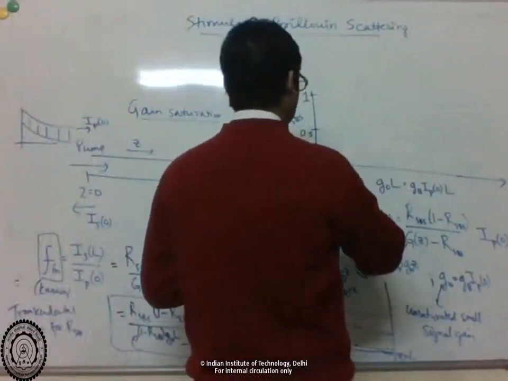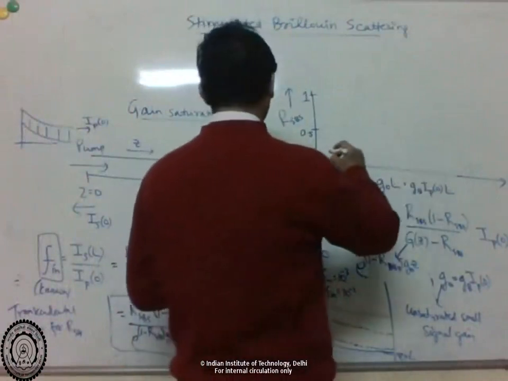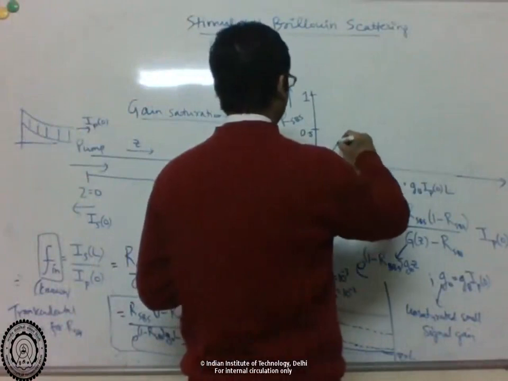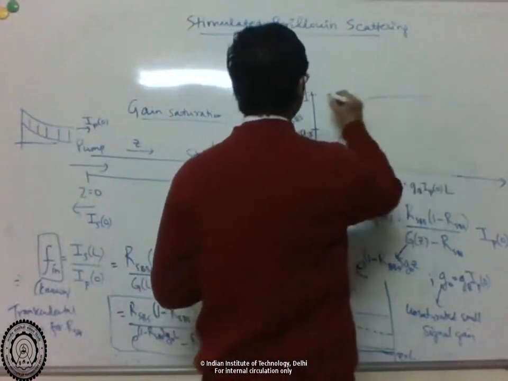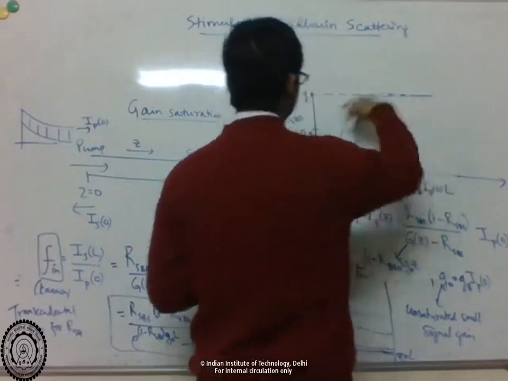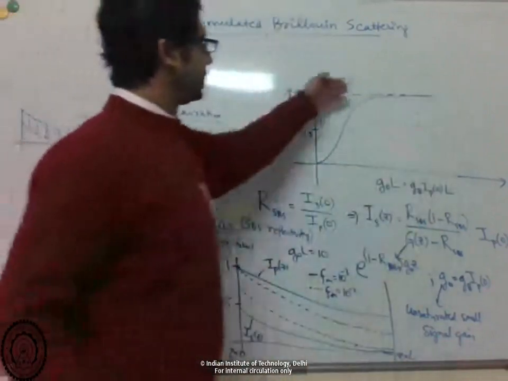Of course as I increase the pump intensity, the reflectivity increases. So it goes like this, and eventually it saturates because it can't exceed 1. Once you start getting close to 100% conversion, it saturates.